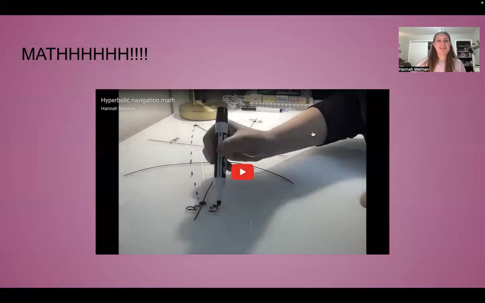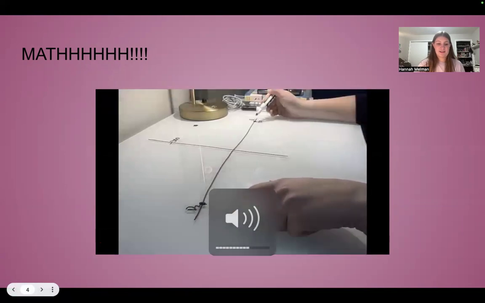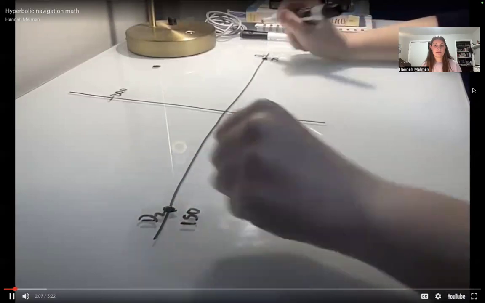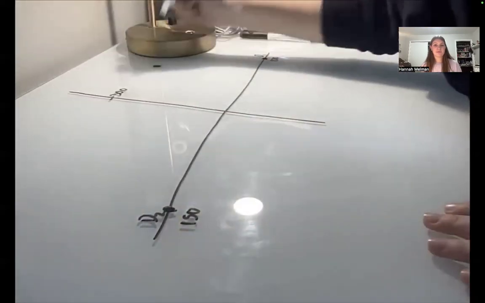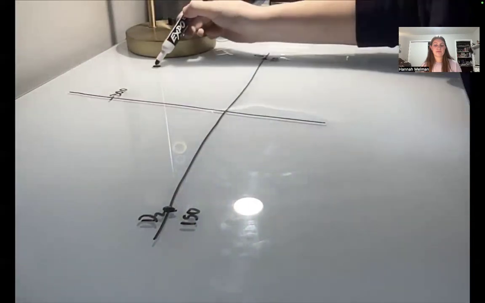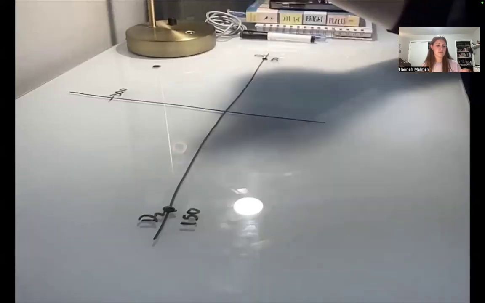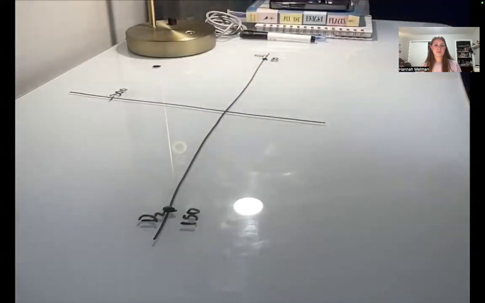Okay, so here is the math. Here we've got two signal dispatchers, D1 and D2, and they're both transmitting constant signals out. And we've got a boat here in the ocean that's receiving these signals. We can find the hyperbola that this boat lies on, and we can then use that hyperbola to pinpoint where this boat is located.